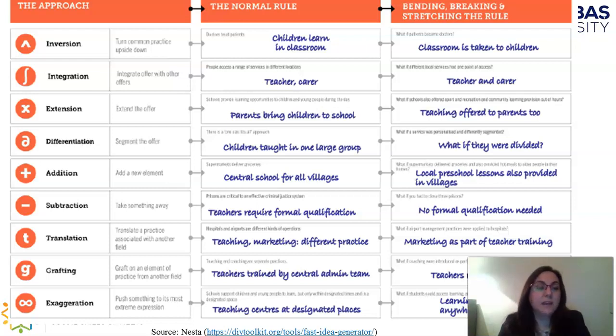And using the exaggeration approach, teaching centers are, as a normal rule, at designated places, but when you exaggerate the rule, you can say learning can happen anywhere at any time. So you can come up with a creative idea looking at these bended, broken, or stretched rules. This is a good brain exercise to force yourself to become more creative and to generate more creative ideas.